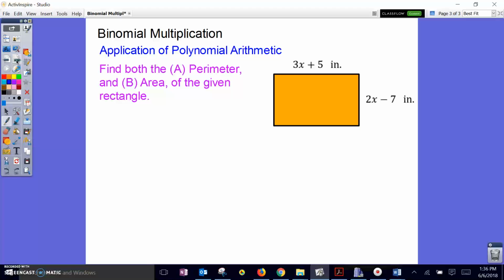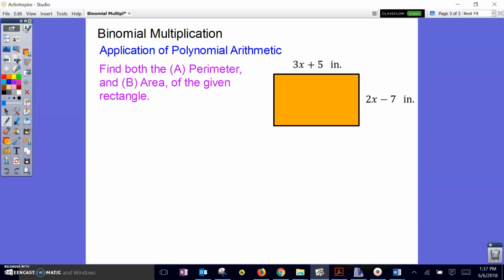On the last page here, we're going to look at a little bit of an application of polynomial arithmetic. We see a rectangle here with two unknown side lengths, one of which is 3x plus 5 inches, and the other which is 2x minus 7 inches. And this question asks me to do two things: find the perimeter and the area of this rectangle.